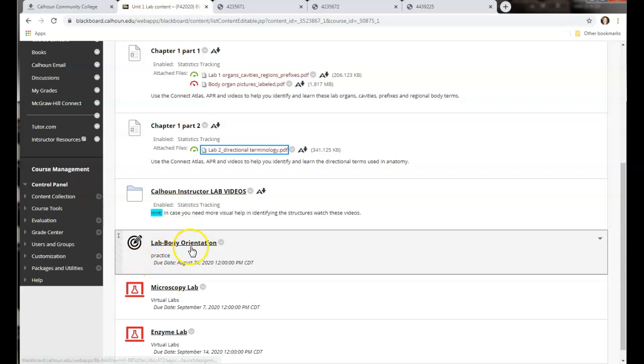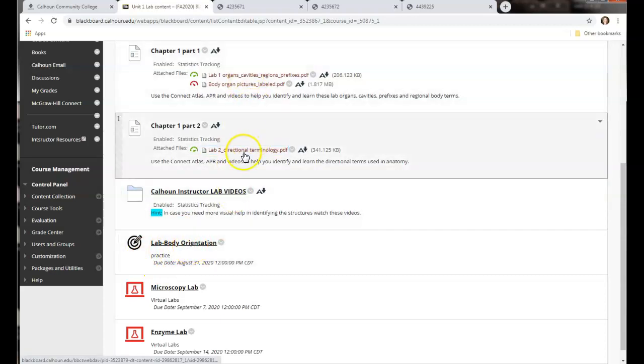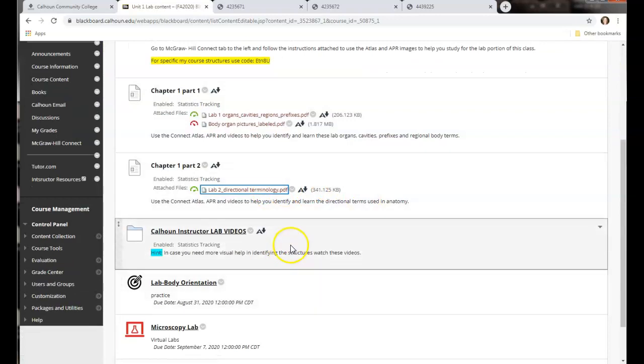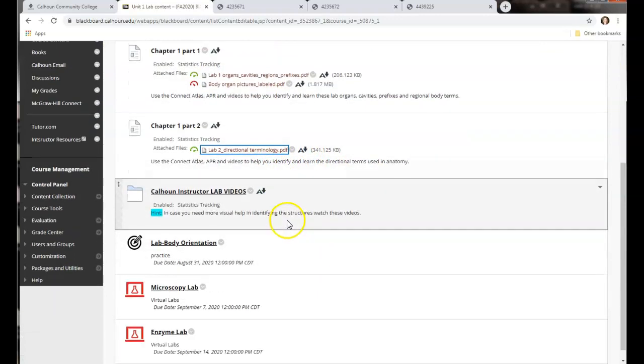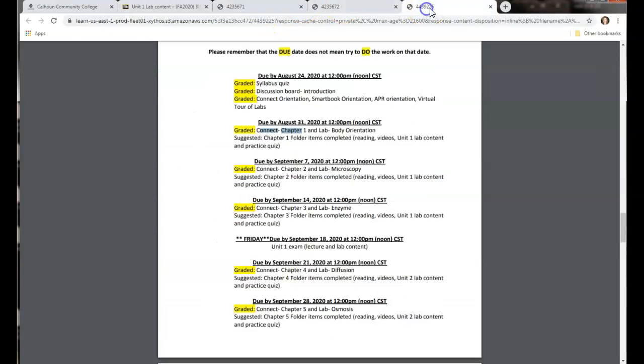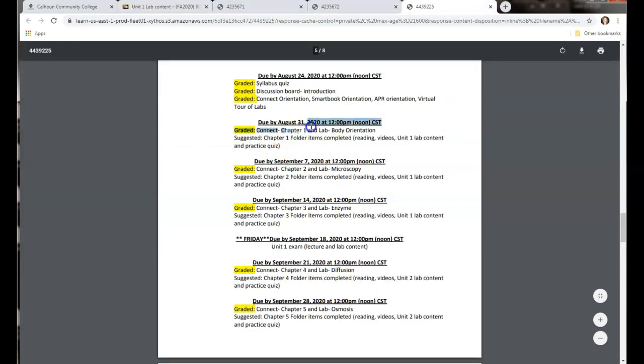So lab orientation is here. These are the terms that you have to be able to find. Here's instructions on how to use the practice atlas if you want to use that to help you find some of these cavities and organs and regions, right? So then what else does the syllabus say? Okay, so that was Chapter 1 in Connect. That was the LS assignment, the lab body orientation, and then suggested.